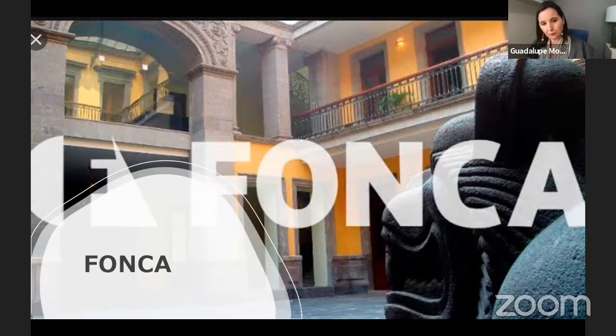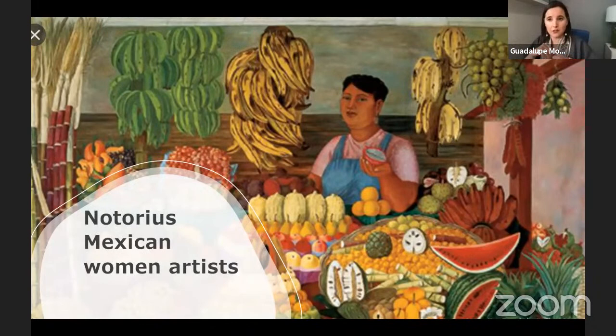So now let's move to the third part of the presentation, and let's talk about some of the notorious Mexican women artists. I have to say that this is not all of them, there are many, and it would take hours to talk about them, but here is a quick overview. This painting that you can see here is The Freed Merchant by Olga Costa, and it was painted in 1951.